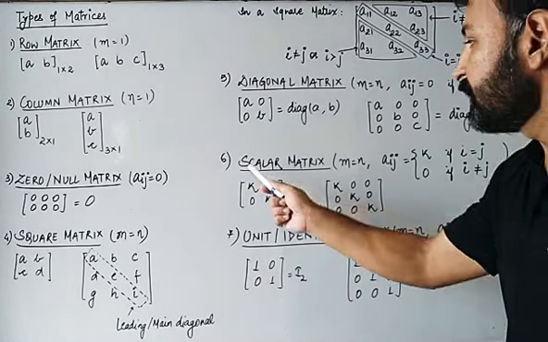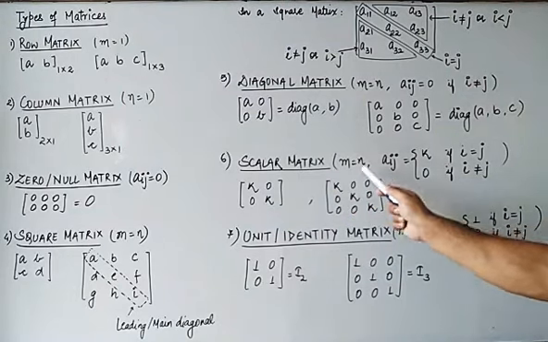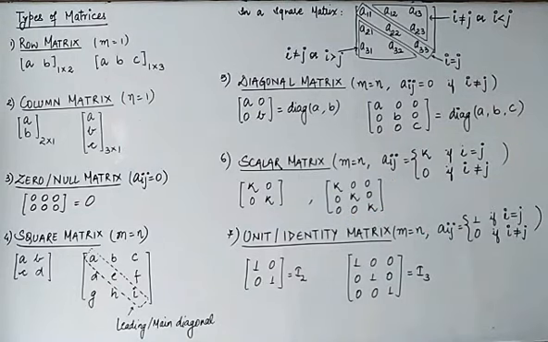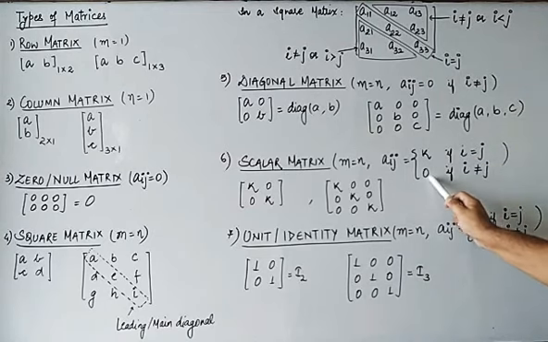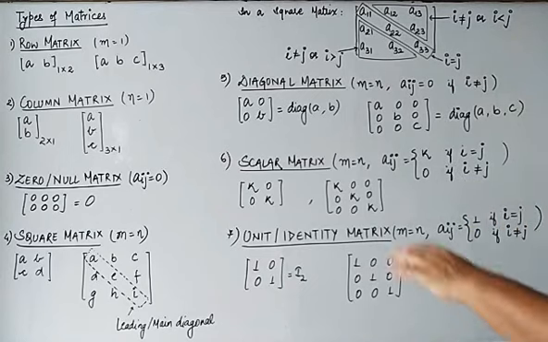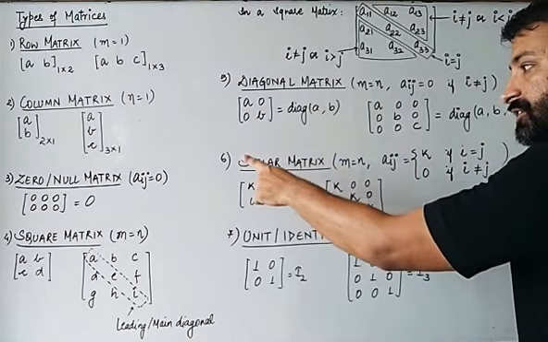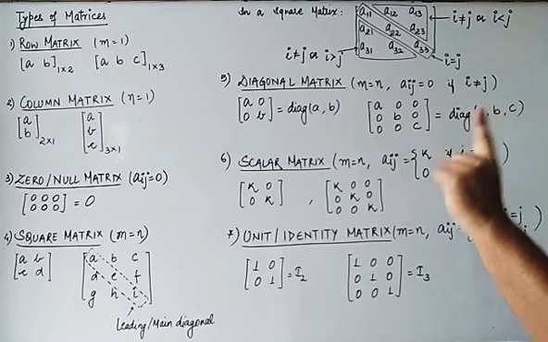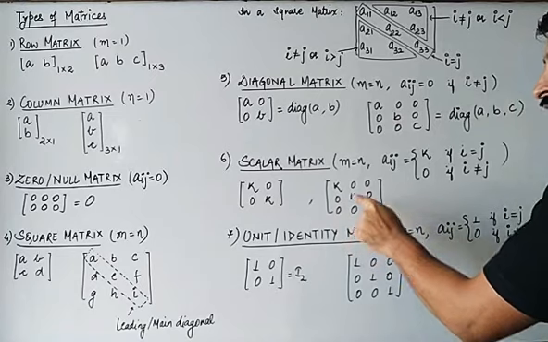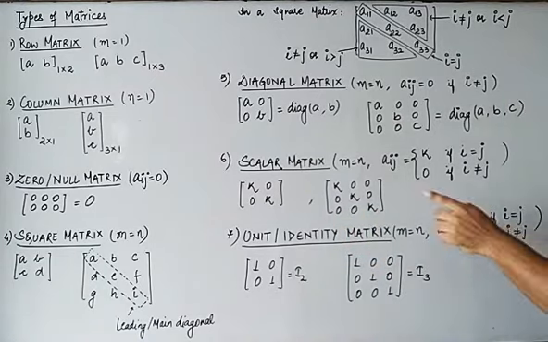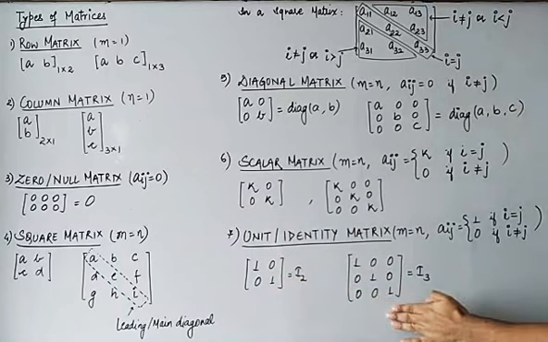Now, scalar matrix. For a scalar matrix, the definition is m is equal to n. It means it is again a square matrix. Elements are k if i is equal to j, that is, the diagonal elements take their value as k, and the elements take their value as 0 if i is not equal to j, that is, other than the diagonal elements. So a scalar matrix is a diagonal matrix in which the diagonal elements possess a constant value, a scalar value. Look, [k 0; 0 k] or [k 0 0; 0 k 0; 0 0 k].